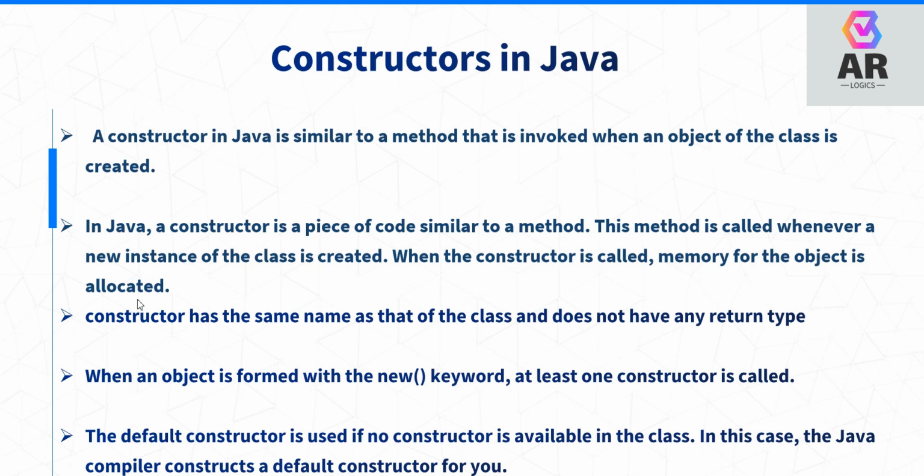A constructor has the same name as the class name and does not have any return type. That is very important. When an object is created with the new keyword, at least one constructor is called. If no constructor is available in the class, a default constructor is used.